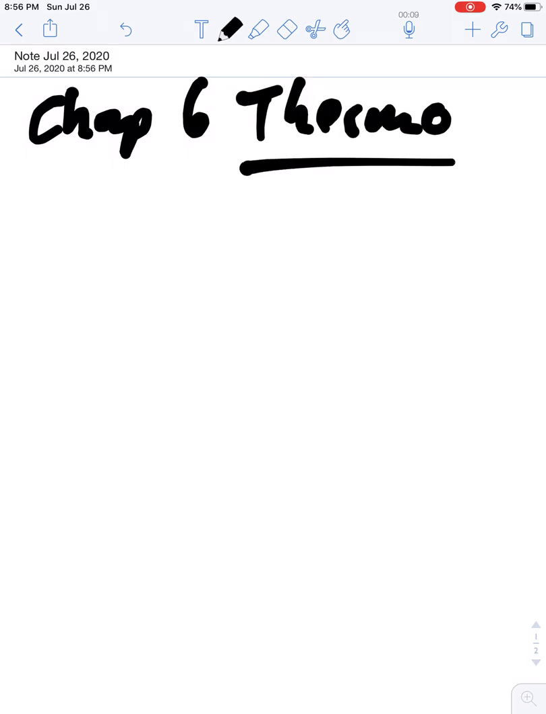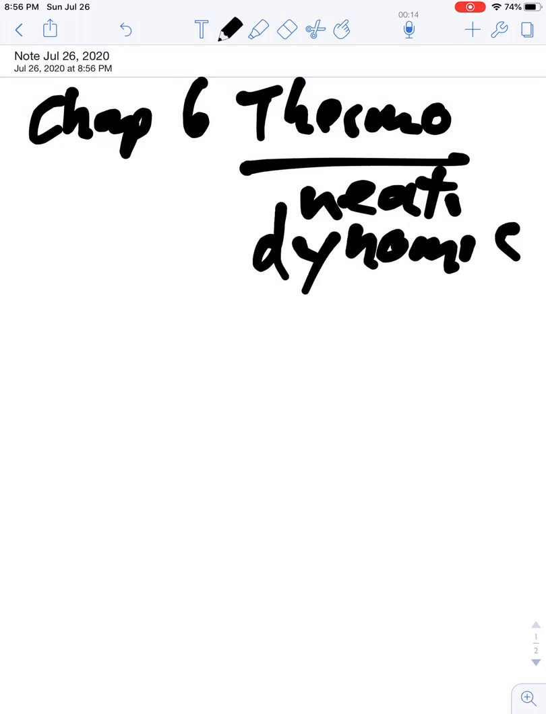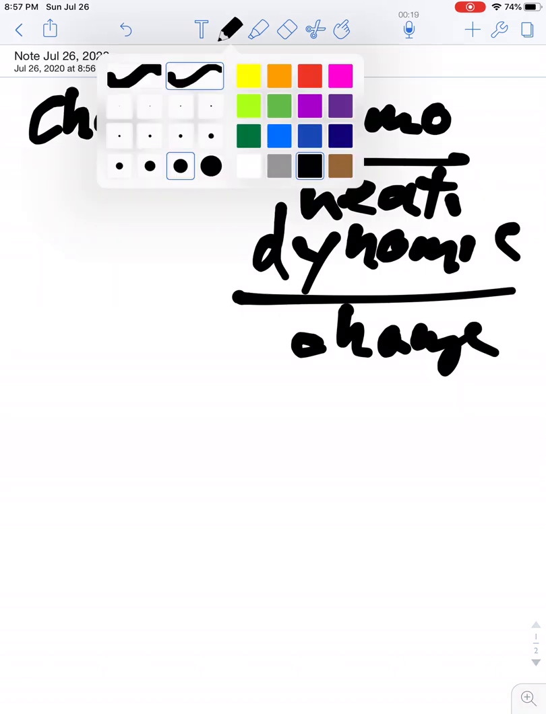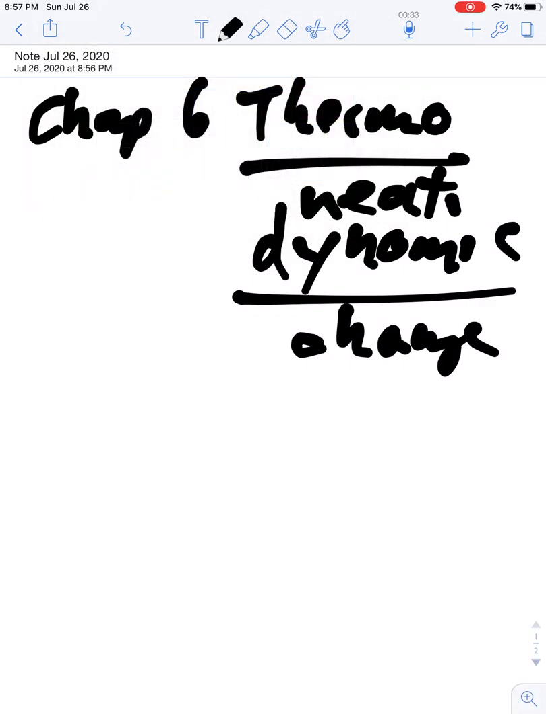So, Chapter 6 is thermodynamics. Thermo meaning heat, dynamic meaning change. Okay? And before we can really get into the nitty-gritty of this chapter, there are a lot of definitions that we have to get straight to begin with. Okay? So the very first definition we have to get straight is the definition of system.